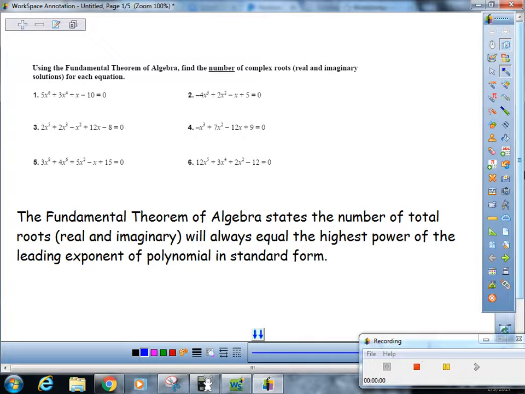So, find the number of complex roots. Number one, since this is in standard form because it's in highest to lowest, and since that number is a 6, there are 6 roots. Number two, it doesn't matter that this is negative. That number is a 3, and the answer is 3 roots.